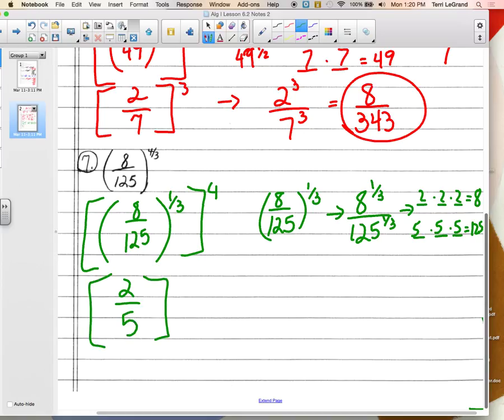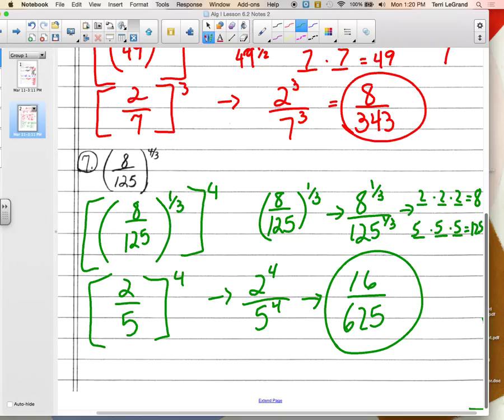So what was inside the brackets became 2/5, simplified. Let's ask ourselves this question, is 2/5 simplified? Yes. Okay, so then when we get our final answer, we shouldn't have to worry, right? So this is going to be 2 to the 4th power over 5 to the 4th power. 2 times 2 times 2 times 2 is? 16. 5 times 5 times 5 times 5 is? 625. And the answer is 16 over 625. Is it simplified? Yes, it is. We're convinced it is.